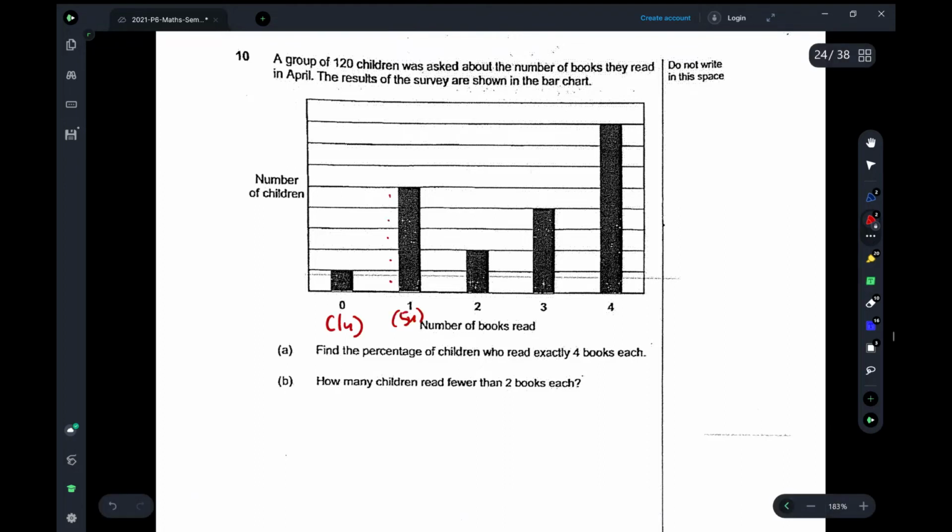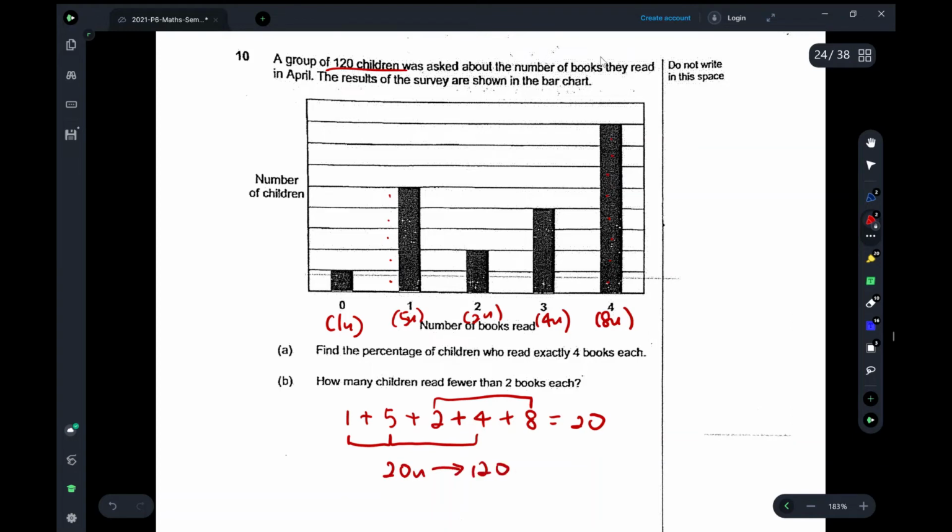This is 5 units. It's 2 units. It's 4 units. It's 1, 2, 3, 4, 5, 6, 7, 8. It's a total of 8 units. Okay, so in total there are, this gives you 10, this gives you 10, so there are 20 units. And a total of 120 children, which means that these 20 units are equivalent to 120 children. 1 unit would be 120 divided by 20, which is 6.